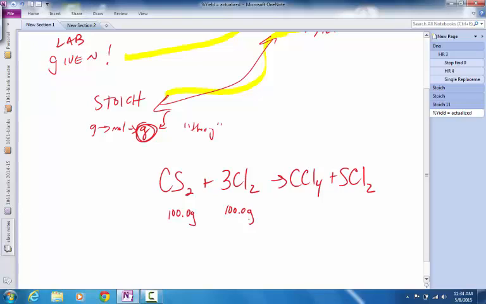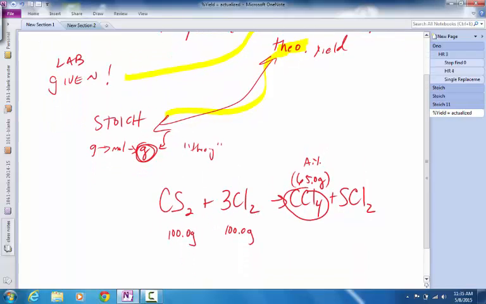I also tell you that in lab we created 65 grams of carbon tetrachloride was obtained. When you use those words, that is code word for that's the actual yield, so we'll need that later on. So we want to know in theory how much was produced. We're going to use stoich to do that, and that'll be our theoretical yield. Again, 65 will be our actual yield. So I can set this up ahead of time.